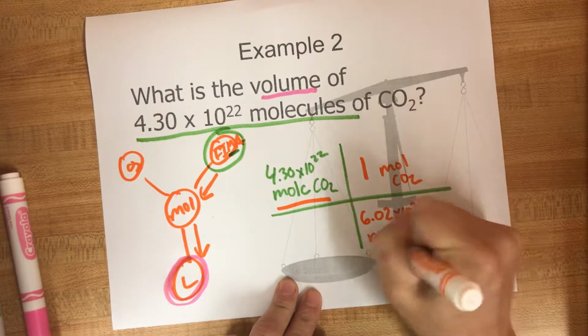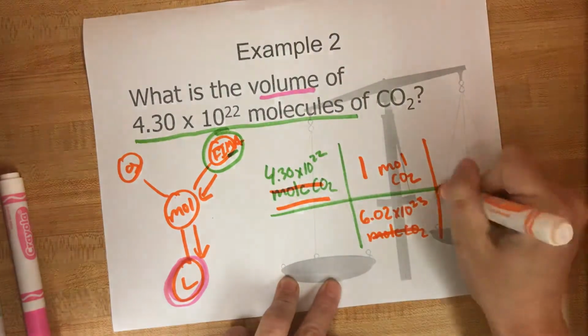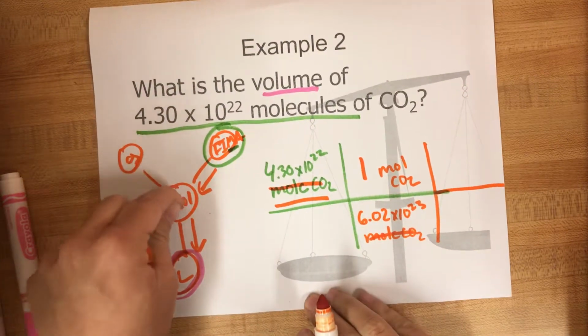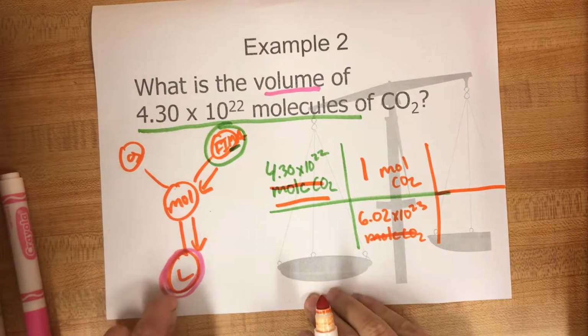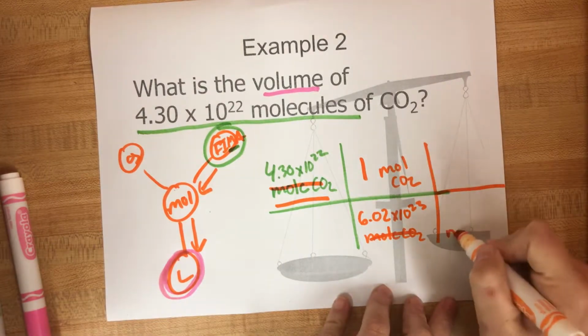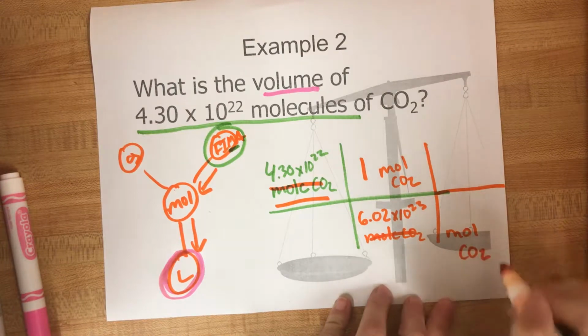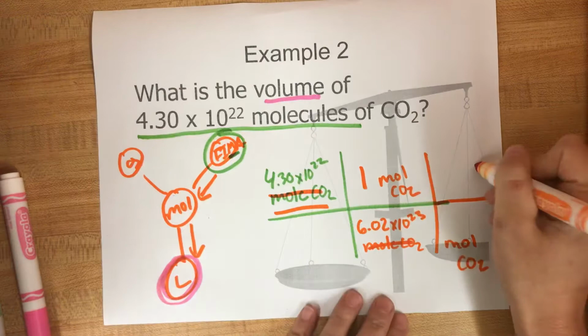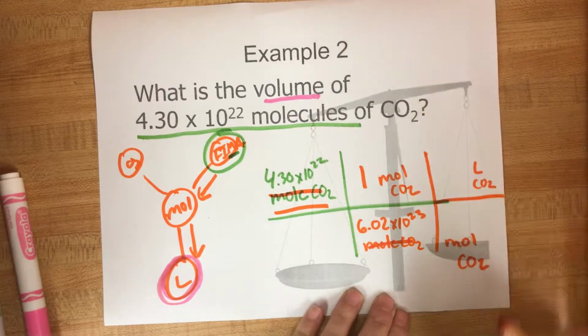Okay, molecules cancel. We are not done. We got to keep on going because we're here. This is downtown. We don't need to be in downtown. We need to be down in volume land over here, okay? So we're going to keep on rolling. Same effect. We got moles on top. We're going to put moles on the bottom. Whatever you're trying to get to goes on top. So now we're trying to get to liters. So you're going to put liters on top.